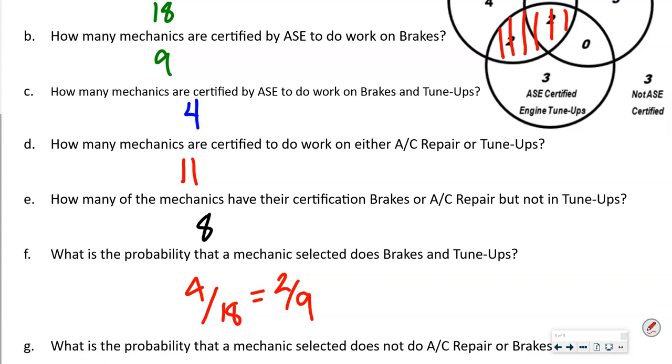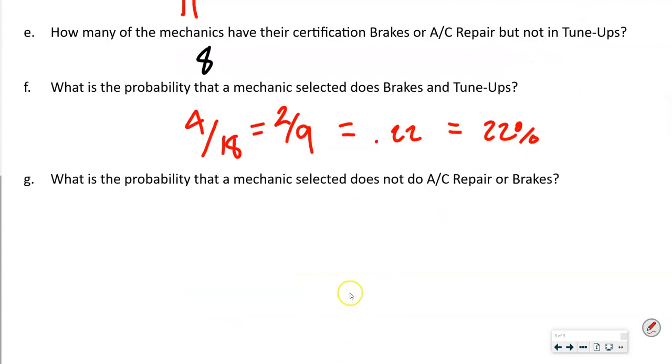And then when we do 2 divided by 9, if we ask for a decimal, it would be 0.22, which then also translates to be, we multiply that by 100, 22%, right? 3 ways to answer the question, okay, when it comes to probabilities.